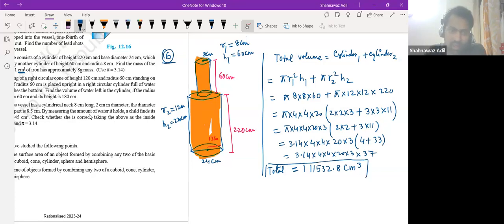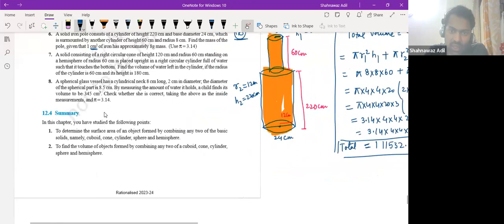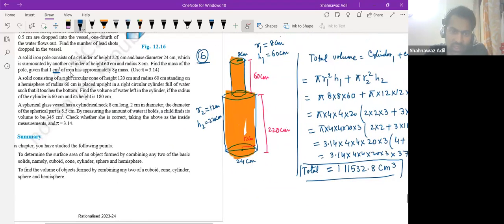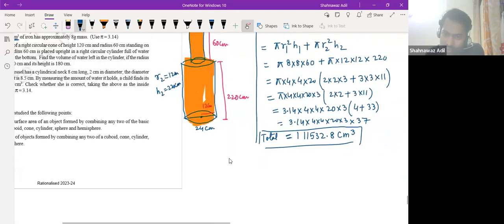And now we know that for 1 centimeter cube, the mass is 8 gram. So for this centimeter cube, mass would be 8 into this, right? So using the unitary method for one. I have sent the paper in the group. Good. Okay, so fast.